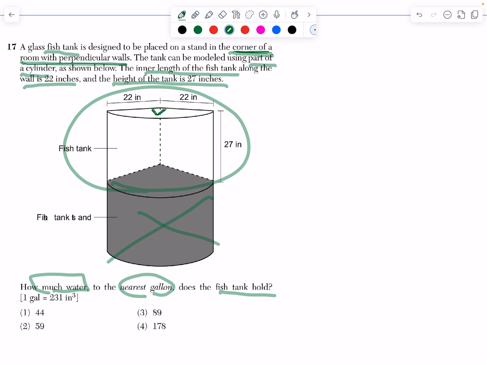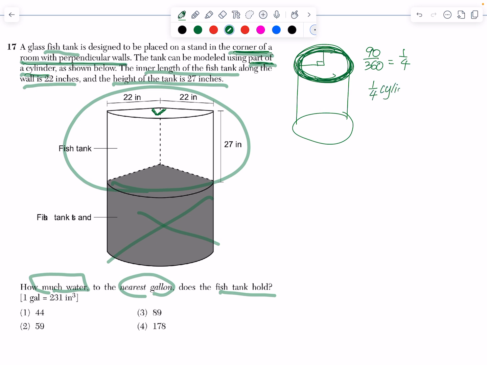Now, it also did say that this fish tank is part of a cylinder. Well, we know this is not half a cylinder. It's a quarter of a cylinder. Now, what does that mean? Well, we know that the cylinder looks something like this, and we have a circle on top, right? Now, if I know that the full circle is 360 degrees, and we have this corner, 90, what part of the circle is this? Well, 90 out of 360, that's 1/4 of the circle, which means in this situation, the fish tank is 1/4 the entire cylinder.